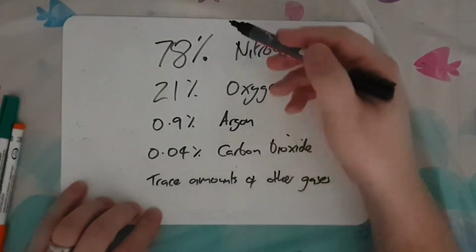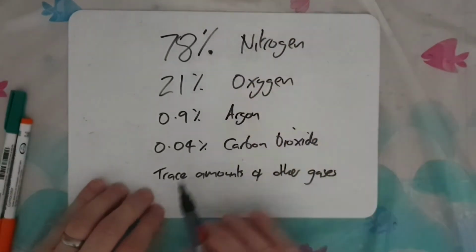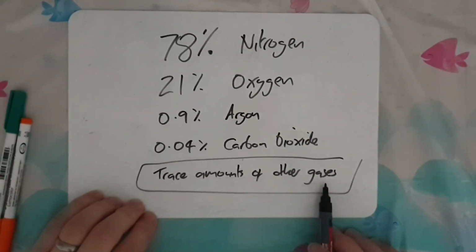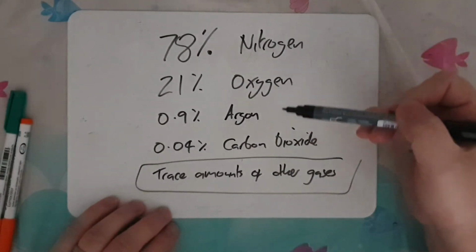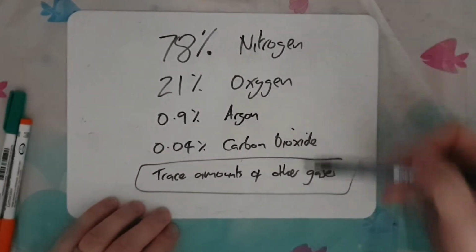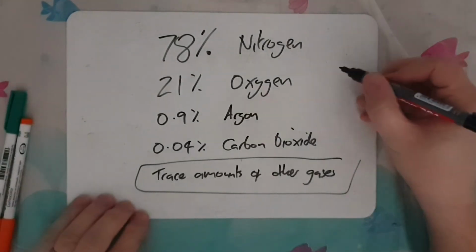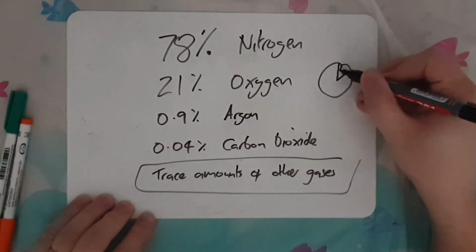I know that doesn't add up to 100%, but that's because there's trace amounts of other gases. So you need to know that there are trace amounts of other gases. You don't need to know what they are or their percentages. So definitely worth taking notes on this. You do need to know this. It comes up as an exam question reasonably often with a little pie chart.